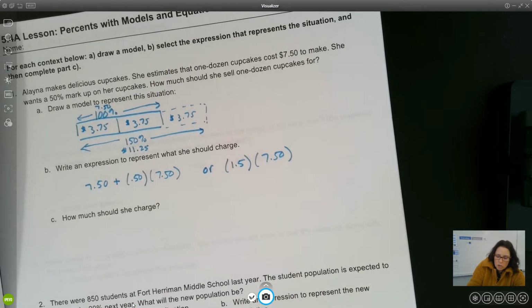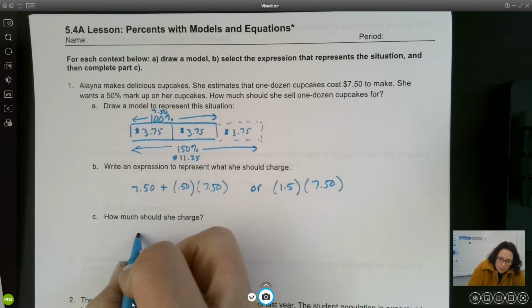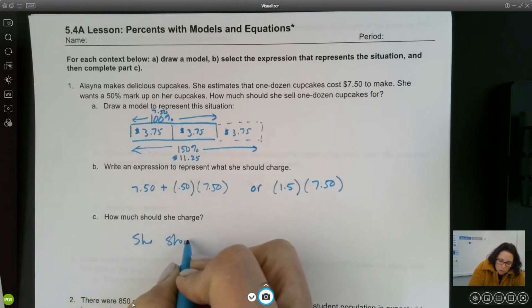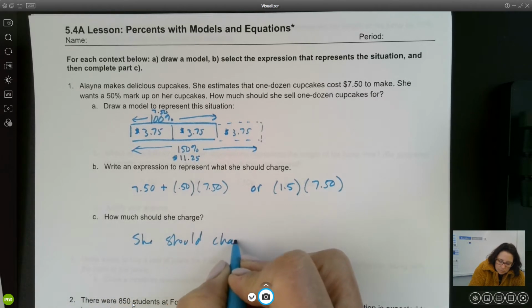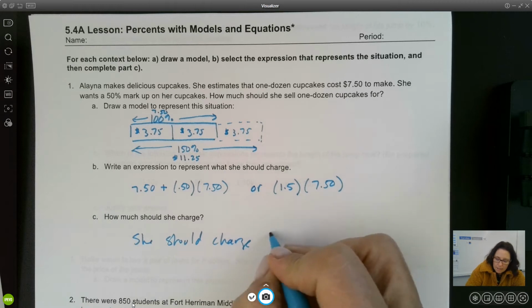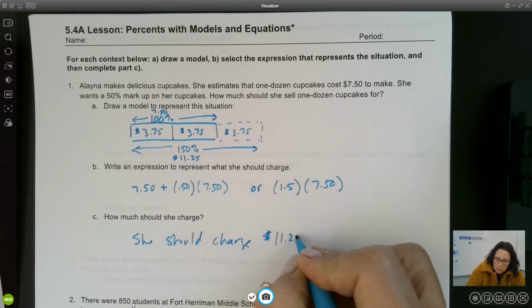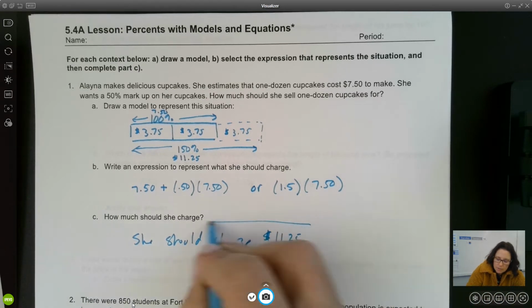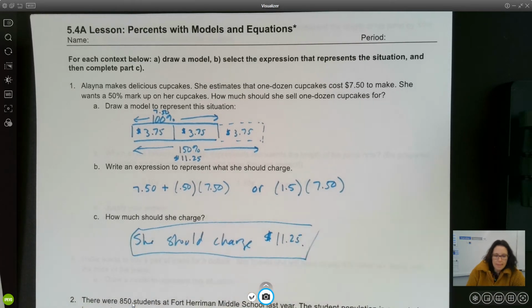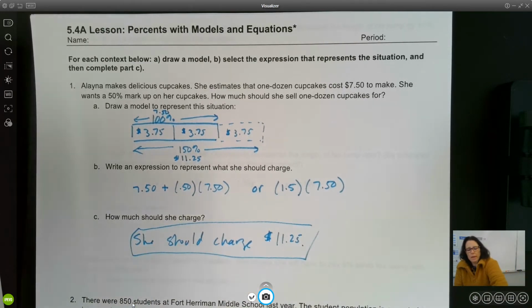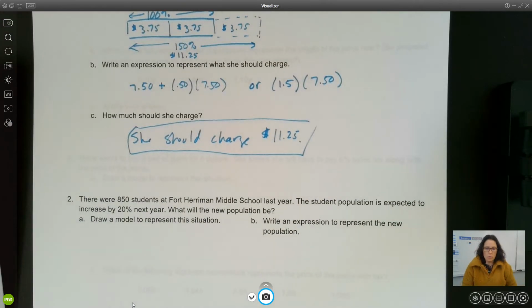So she should charge $11.25. That's kind of where we've been. Let's look at another one.